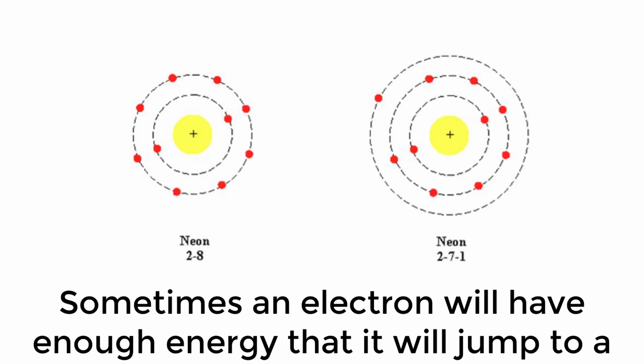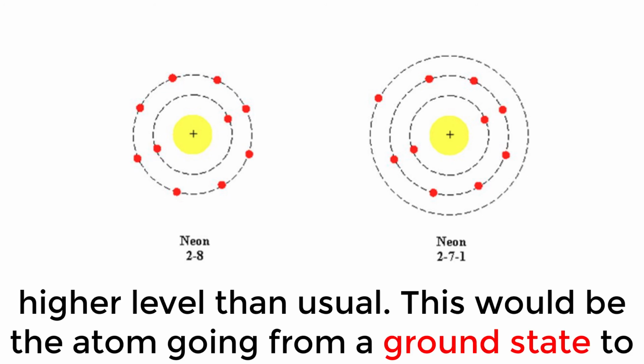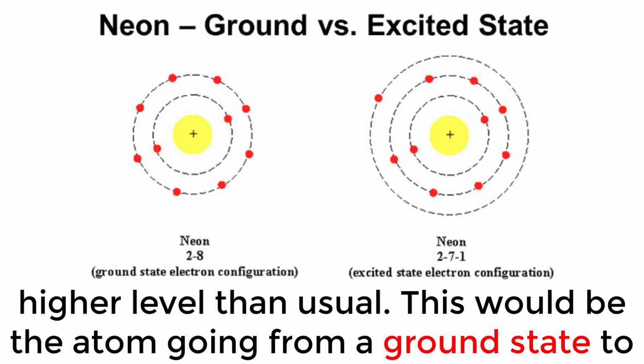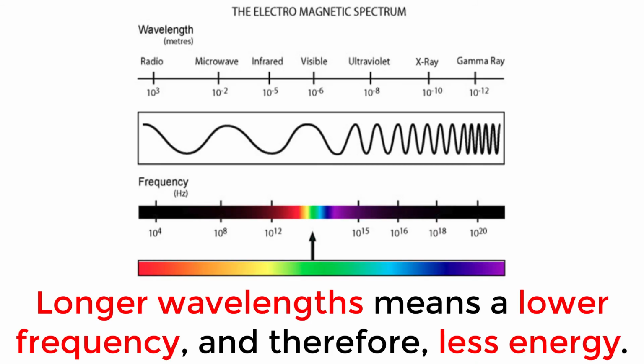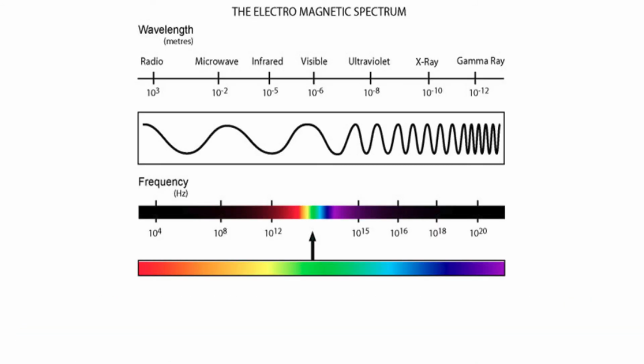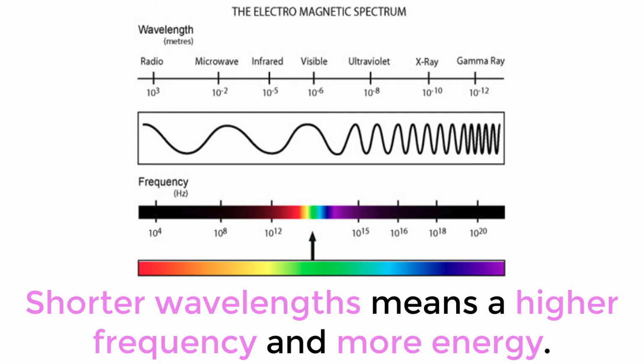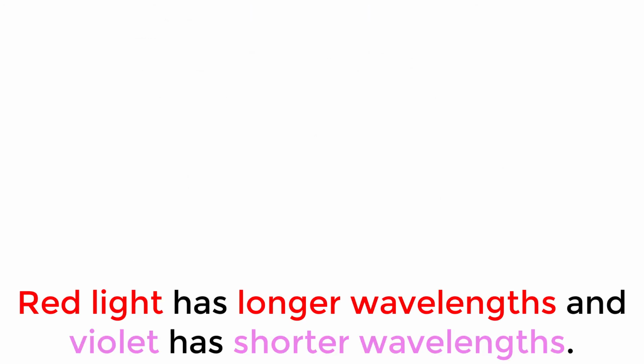Sometimes an electron will have enough energy that it will jump to a higher level than usual. This would be the atom going from a ground state to an excited state. The unstable excited state would return to the more stable ground state, but only after giving off the energy in the form of heat and light. Longer wavelengths means a lower frequency, and therefore, less energy. Shorter wavelengths means a higher frequency and more energy. Red light has longer wavelengths, and violet has shorter wavelengths.